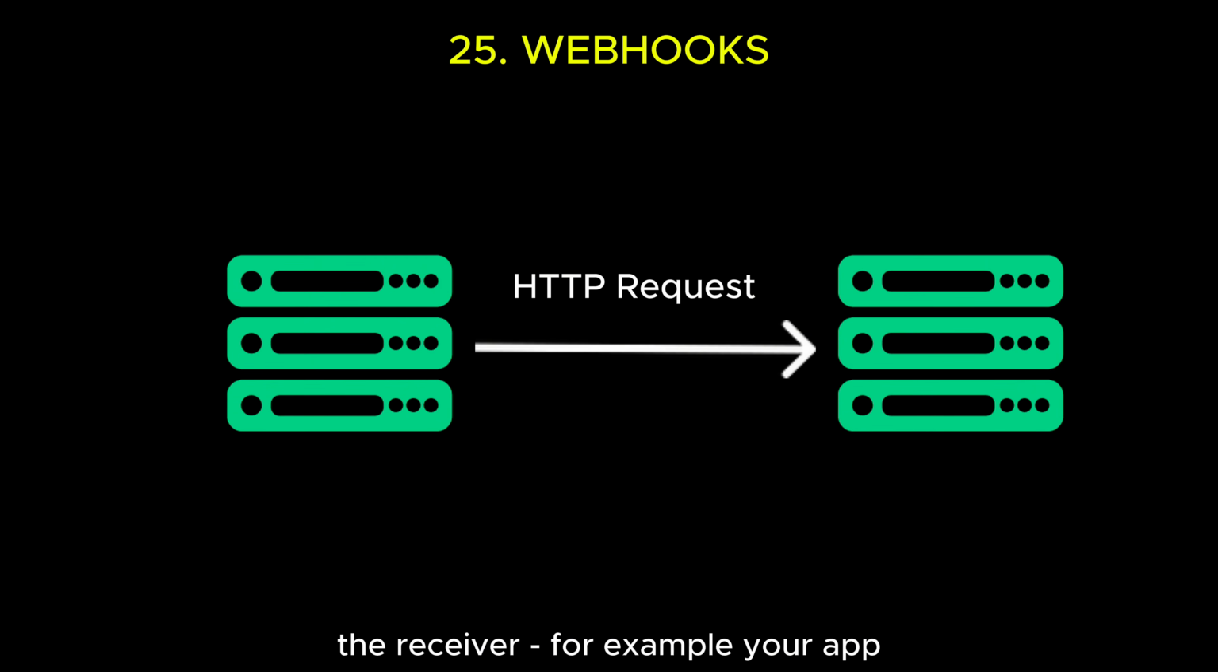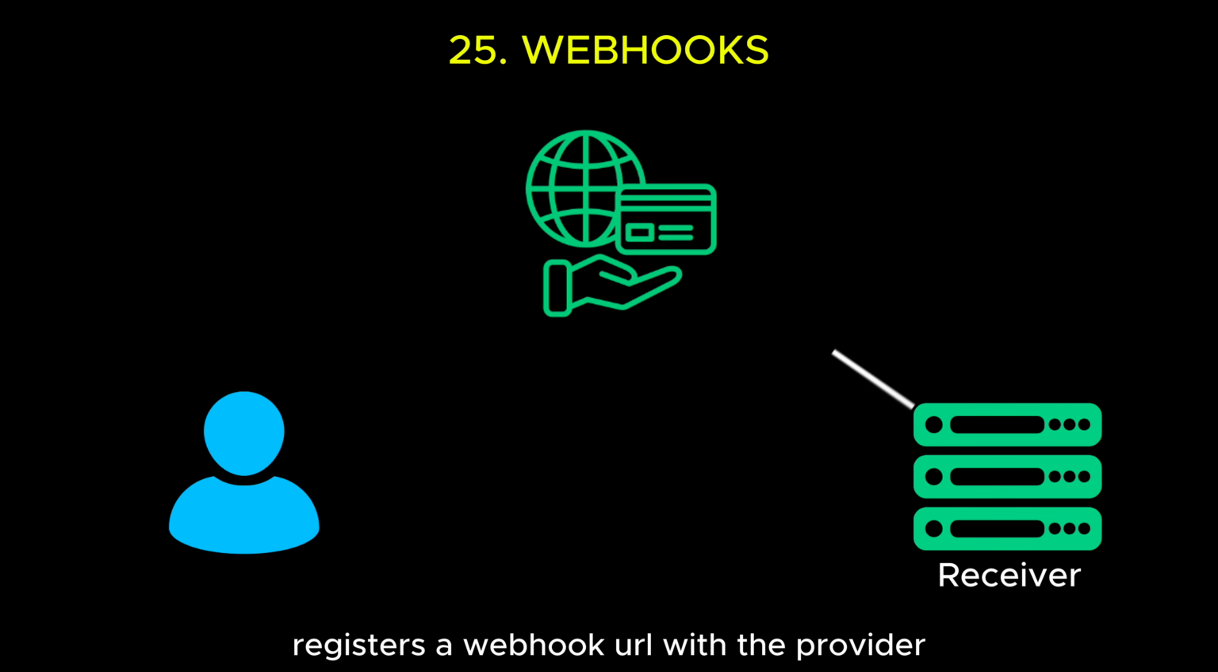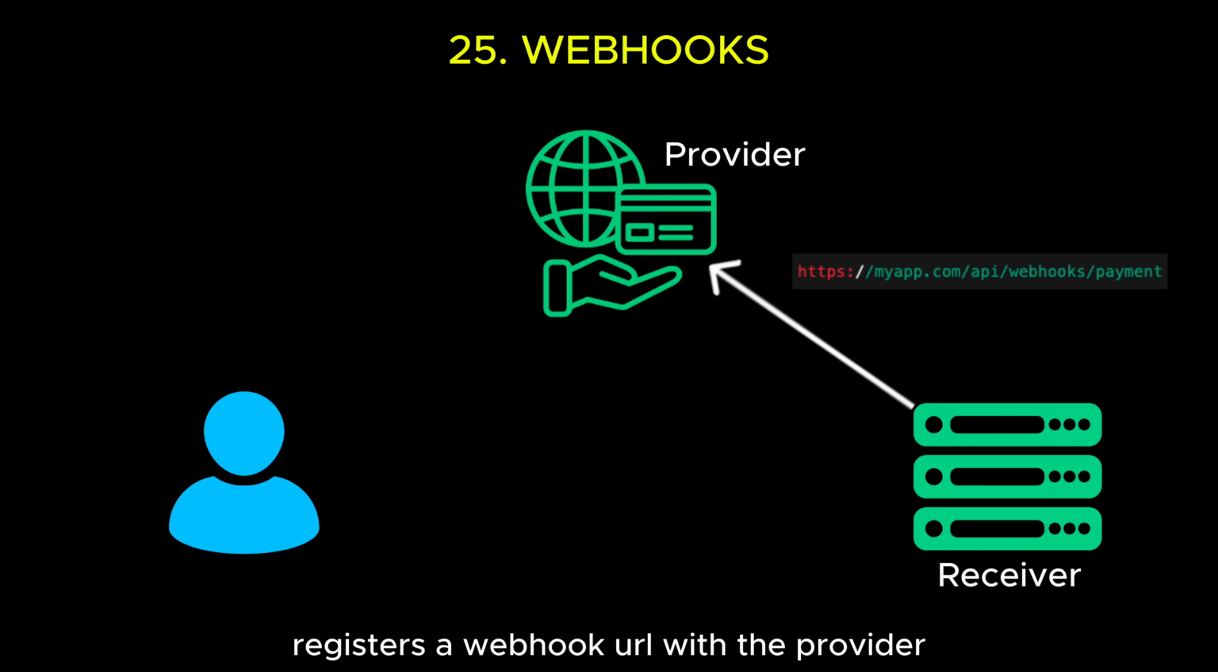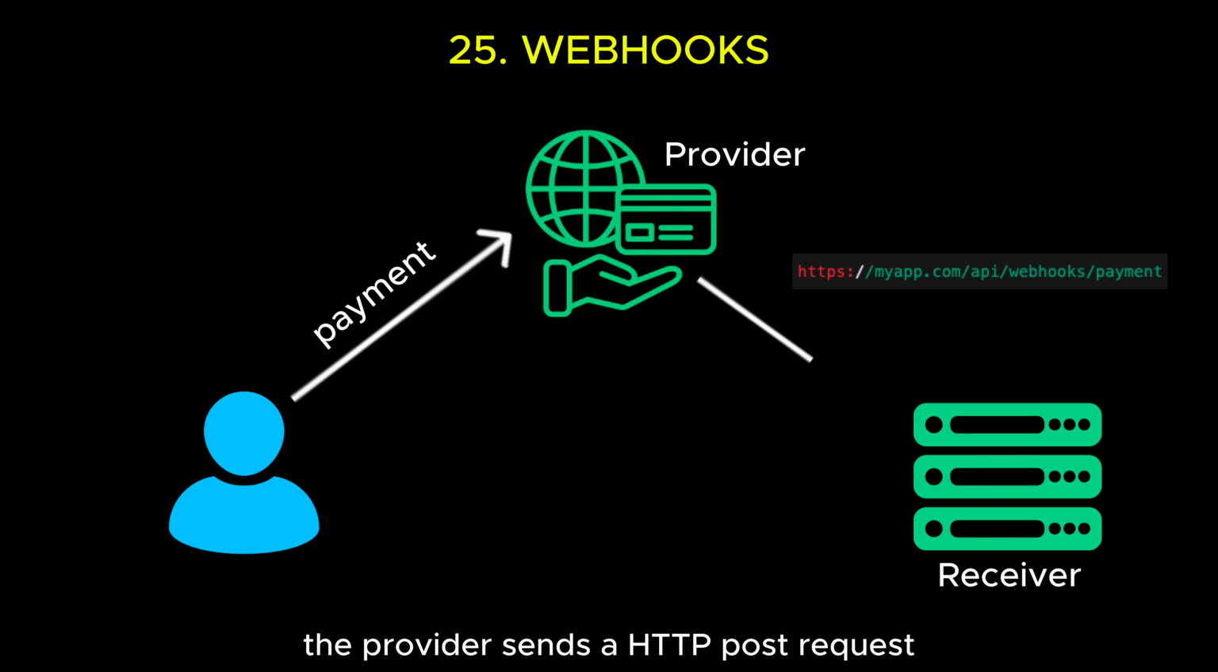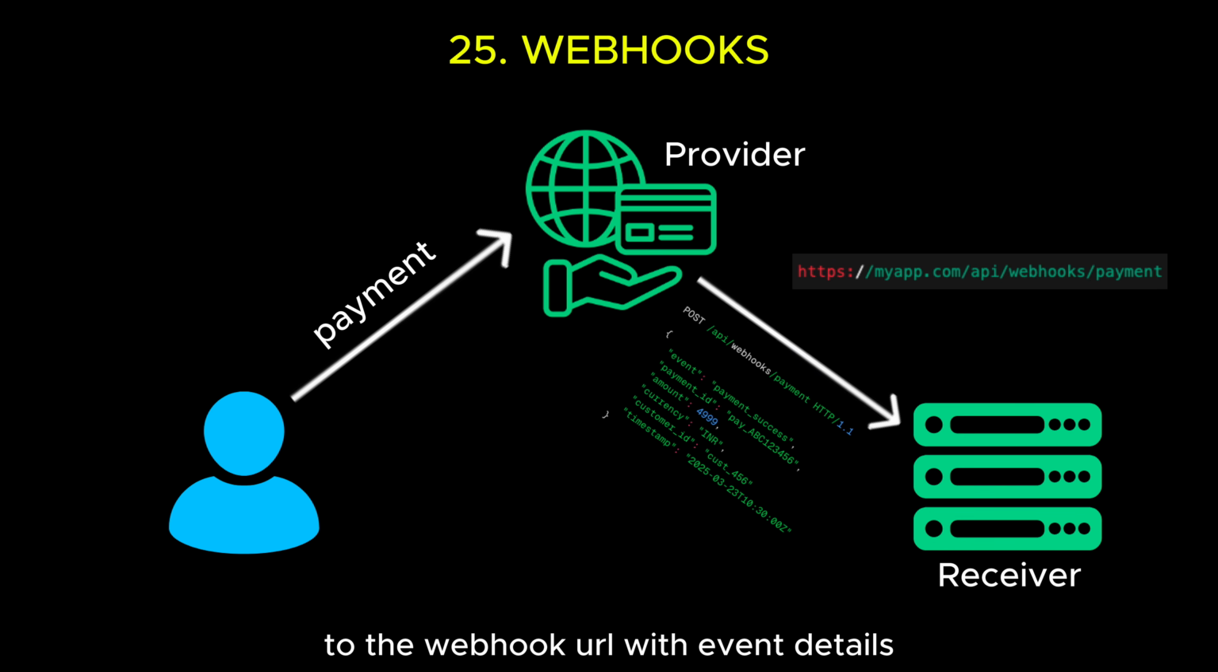Here is how it works. The receiver, for example your app, registers a webhook URL with the provider. When an event occurs, the provider sends an HTTP POST request to the webhook URL with event details. This saves server resources and reduces unnecessary API calls.